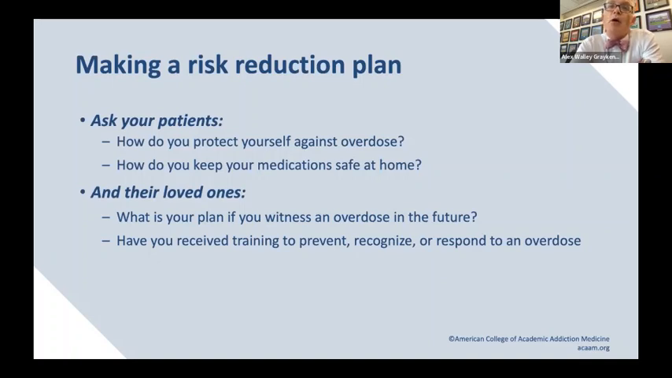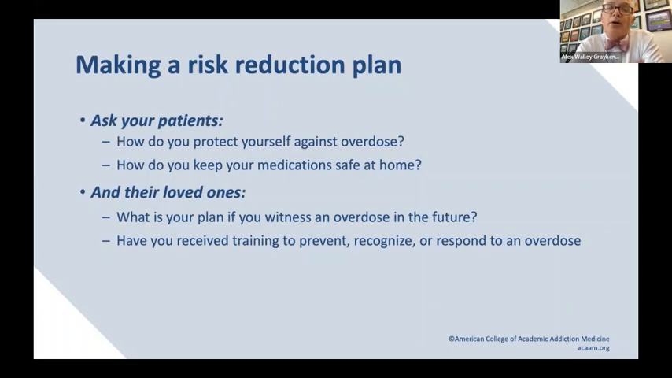And then hopefully I hear what the patient says, and they have some ideas like, I'm going to use when someone else is there. I'm going to start low and go slow. I'm going to try not to mix it with other sedating substances. And now more and more, I'm going to test my drugs before I actually take them. So those are things that I'm looking for people to come up with as far as their safety plan.